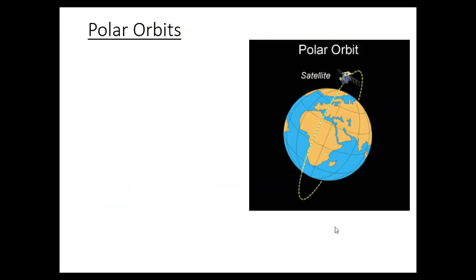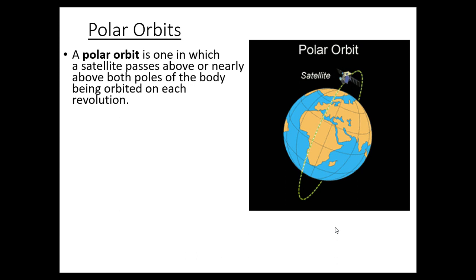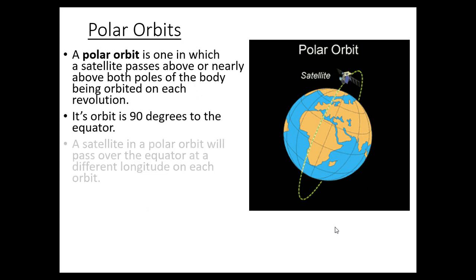Okay, polar orbits do it at 90 degrees, so the satellite goes over the North Pole and South Pole at 90 degrees to the equator. A polar orbit is one in which a satellite passes above or nearly above both poles. Now here's the important difference. Every time it does an orbit, a satellite in polar orbit does it over a different part of the planet. So a satellite in a polar orbit gets to see the whole planet within a few days, which is just different to geostationary, which only sees one bit of the planet.